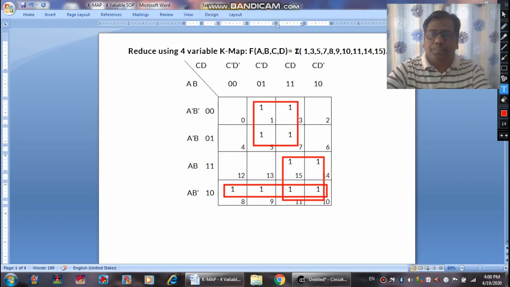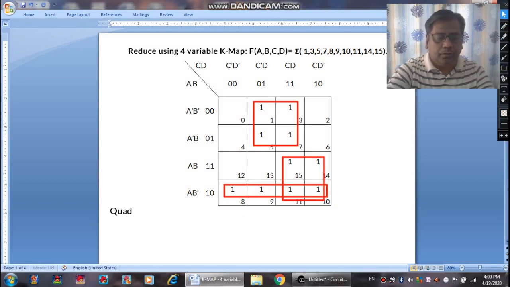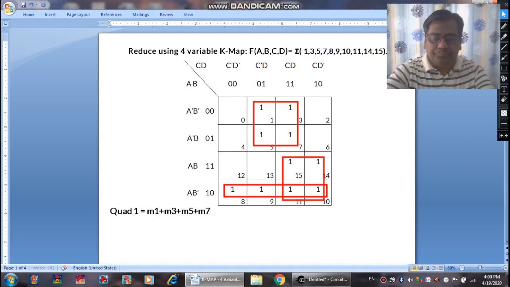That means when you are using quad 1, you write M1 plus M3 plus M5 plus M7, and the result of this group will be: A bar is the same, B bar is changing to B, that means we have to remove B. From the top, C bar is changing to C and D is the same. Therefore the answer for this first quad will be A bar D.